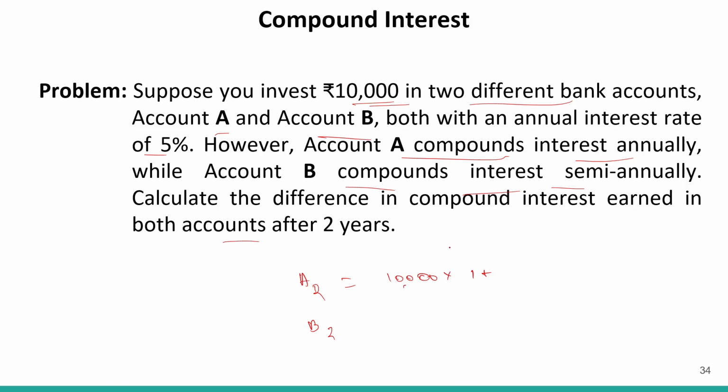So for both, it is 5, right? So A2 will be 5 by 100 into 1 whole power 2, and B2 will be 10,000 into 1 plus 5 by 200 whole power 2. So the difference between them is A2 minus B2. Let's try to calculate.